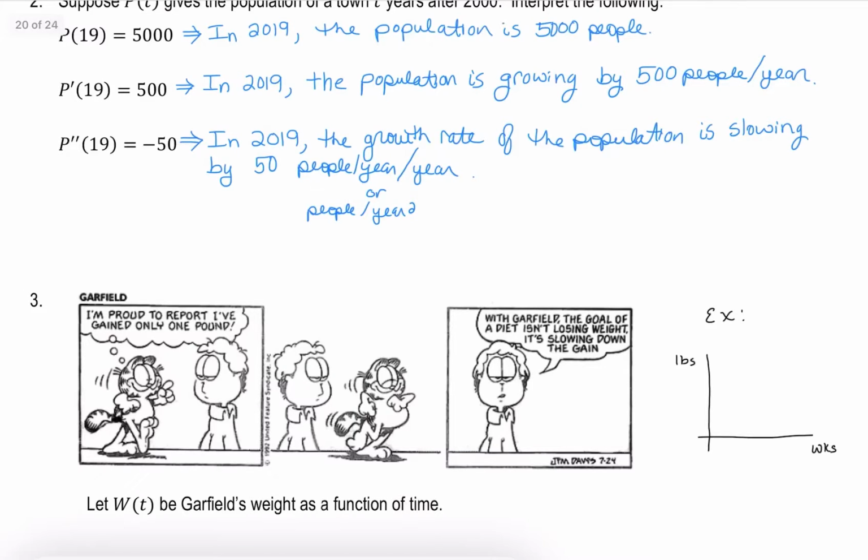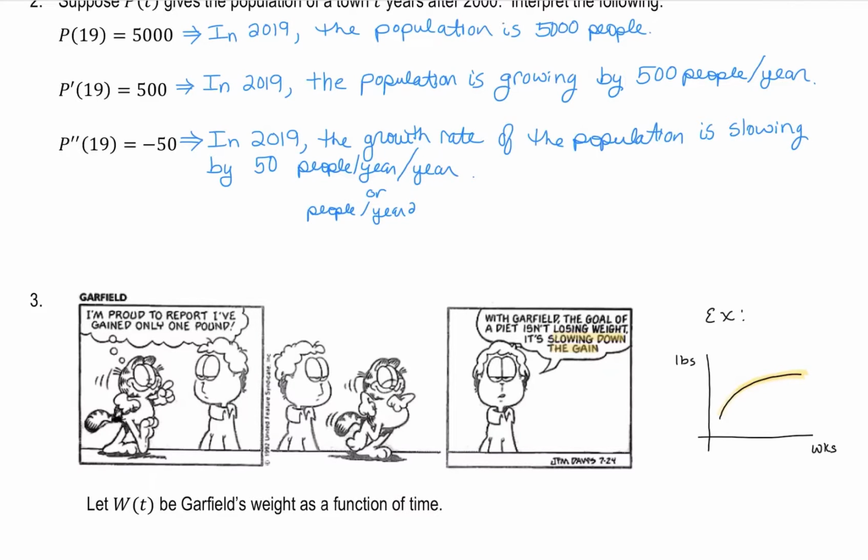So that's what we're looking at here. He's slowing down his gain. That's the key feature on this graph. Slowing the gain is what we're seeing, especially towards the end of that graph here, is really slowing it down a lot.